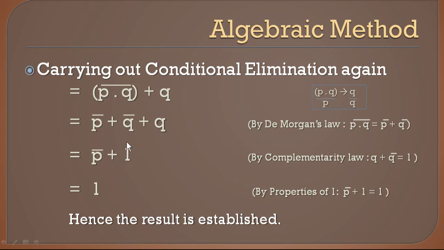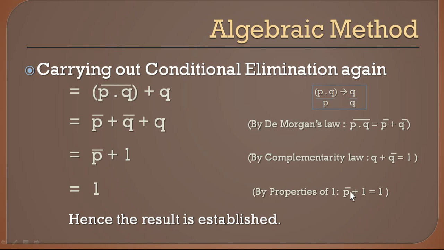Right, so the next step is you've got p dash, then plus 1. Here you can see the properties of 1 can be used: p plus 1 is 1 again. Here you have p dash plus 1, that is also 1. So you can see, by the properties of 1, p dash plus 1 is equal to 1.